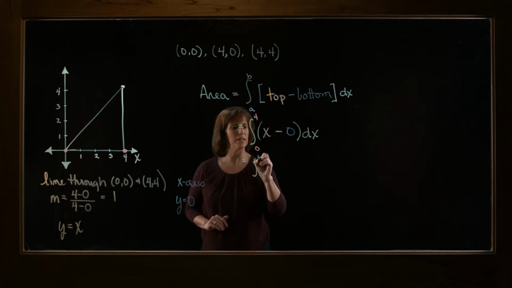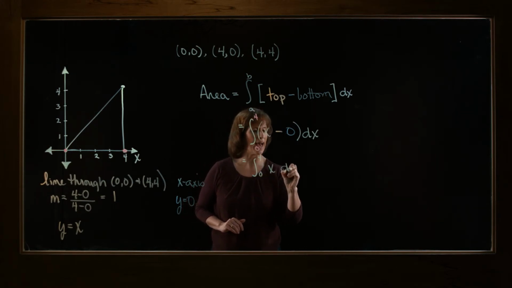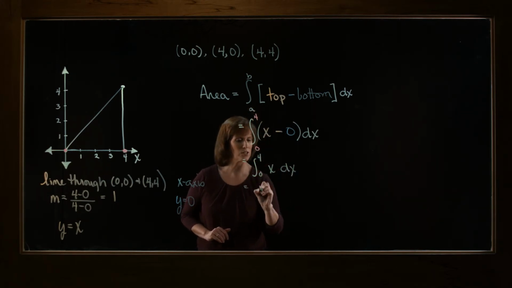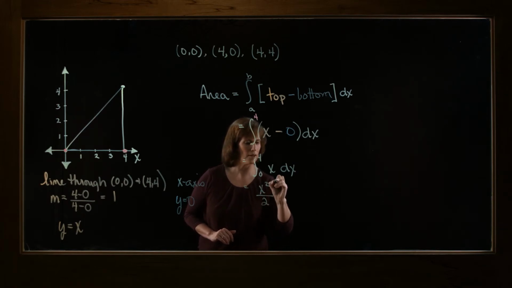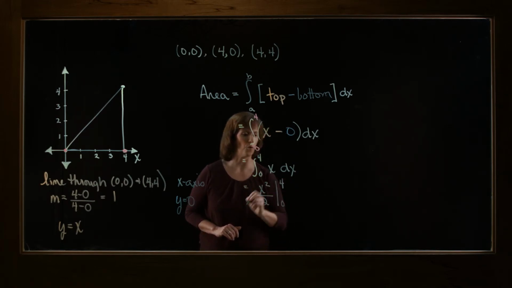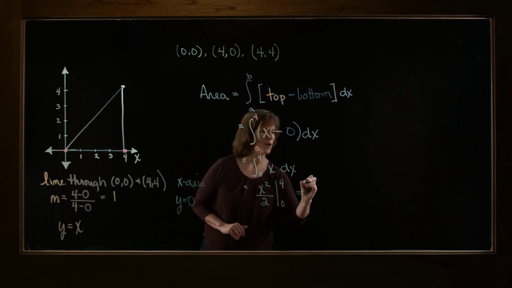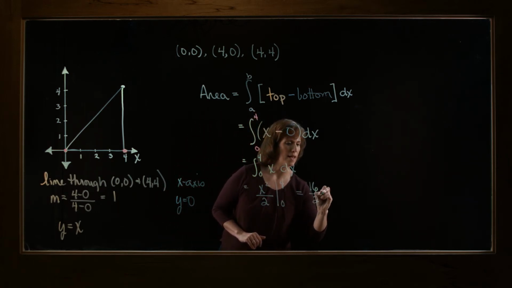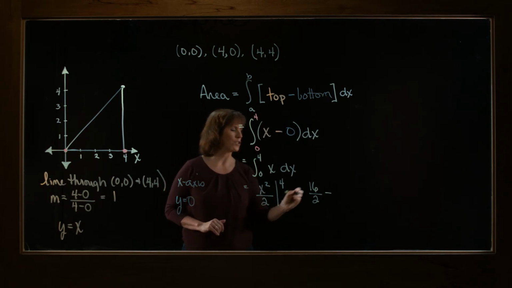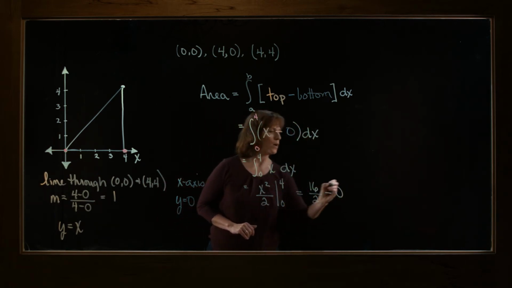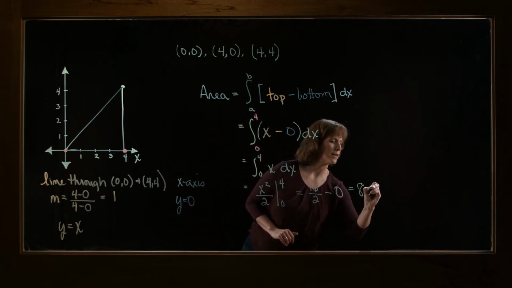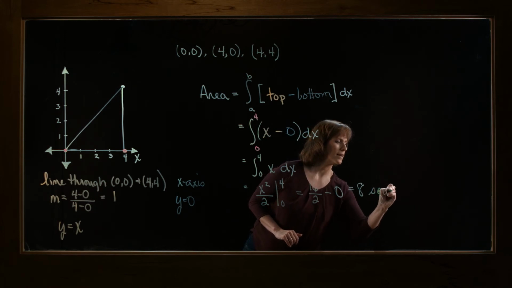I've got the integral from 0 to 4 of x dx, which is x squared divided by 2, evaluated from 0 to 4, which is going to be 16 over 2 when I plug in the upper limit, and 0 over 2 when I plug in the lower limit, which gives me a total of 8 square units.